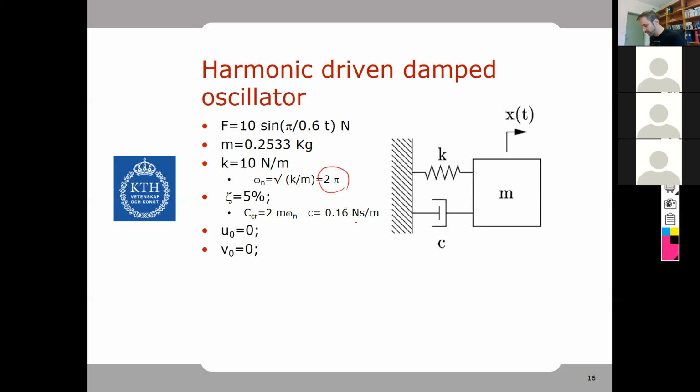We can calculate the value of the damping coefficient because we are given the damping ratio. We have initial speeds and an initial displacement of 0, like it's normally the case. And we have a force, okay? In this case, I chose a sinusoidal force, but again, this method can be applied to any form of force, so it doesn't need to be limited to that.